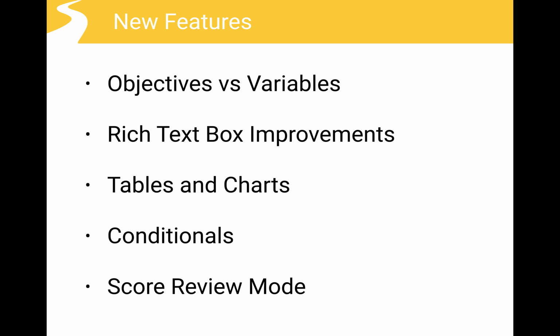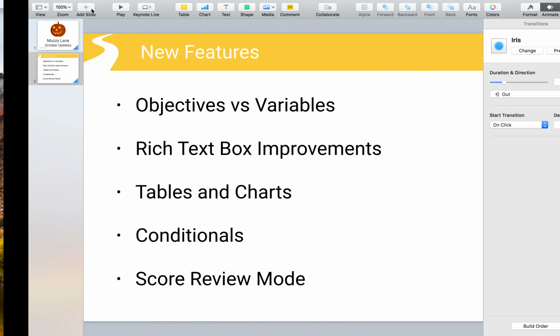So first, I want to talk about the distinction between objectives and variables. Then I want to talk about rich text improvements, tables and charts, and then conditionals, which is very exciting. And finally, score review mode, which I think you guys are really going to like, should really help simplify the scoring process for new activities. So let's jump right in.